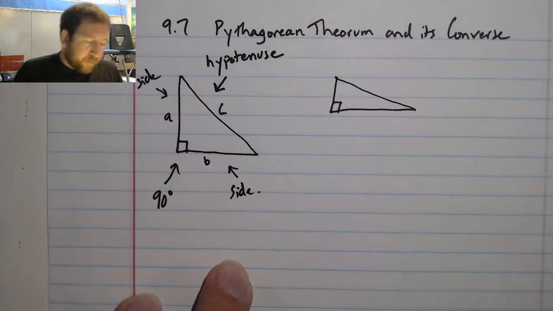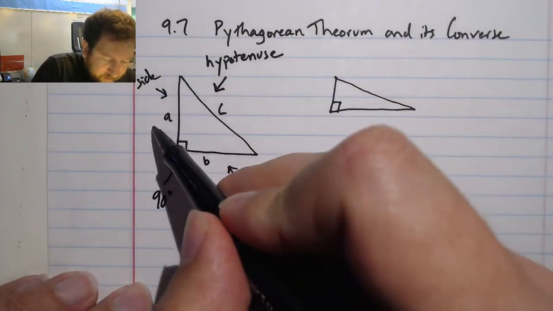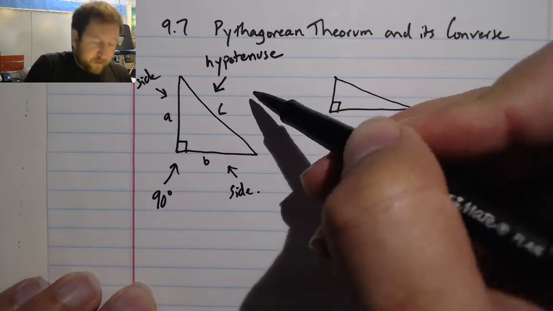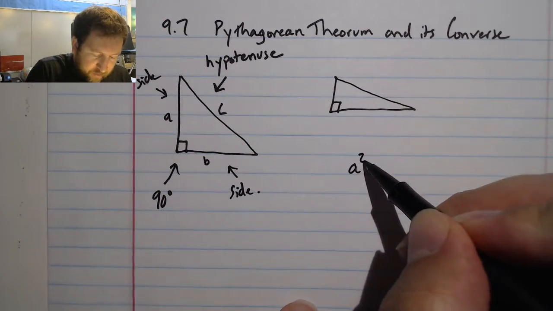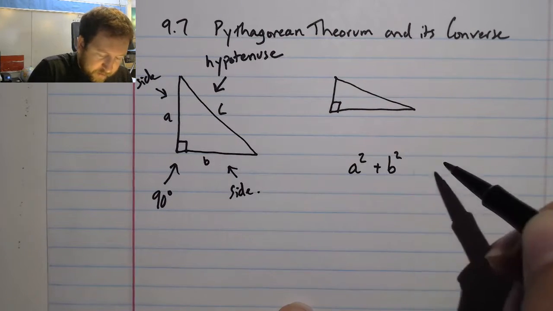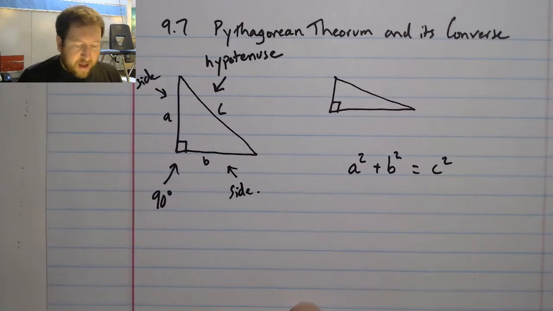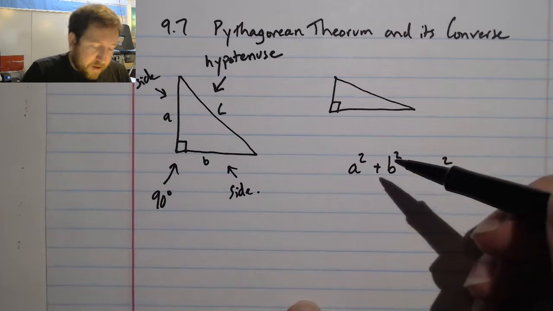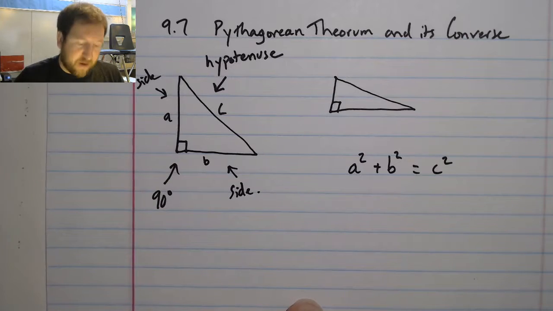And the relationship that he discovered was that if you add the square of this side and the square of this side, it equals the square of this side. And if I write that out, it looks like this: a squared, the square of this side, plus b squared, the square of this side, equals c squared, the square of this side. And it's pretty interesting how this works. We might go into a proof later. But we can use this relationship to figure out missing sides very, very easily.